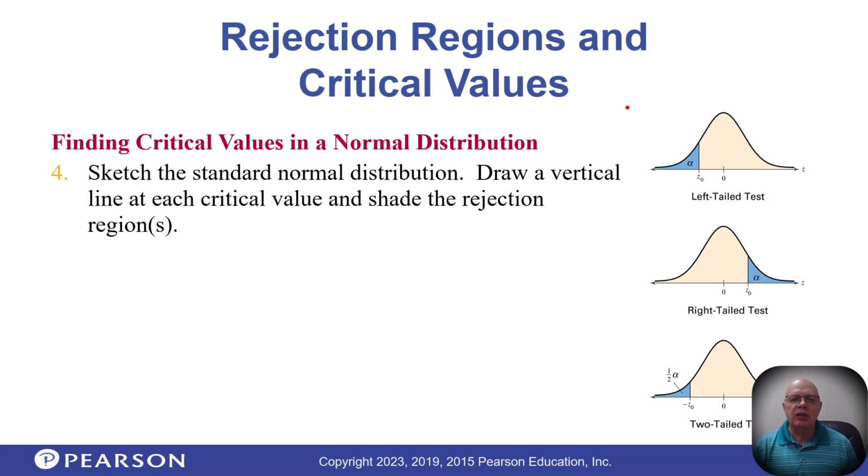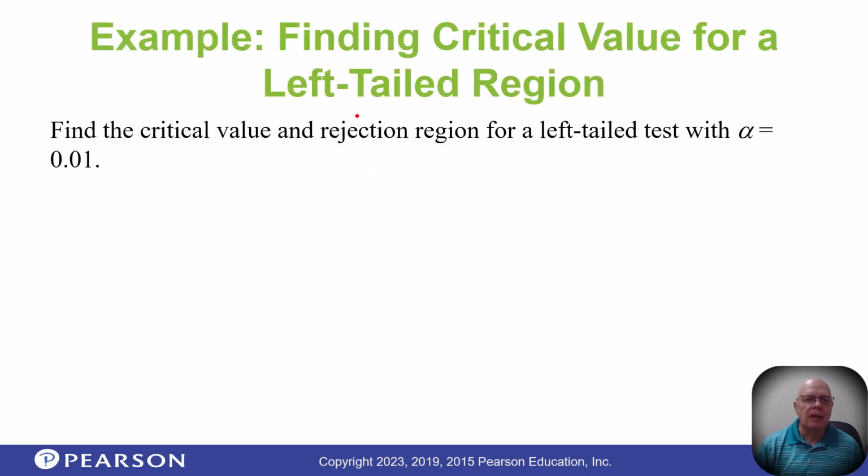Sketch the distribution, whether it's left-tailed or right-tailed or a two-tailed test. And you want to find where these critical points are for your test. Remember, I'm using z sub c just so you don't get confused. All right, so find the critical value in the rejection region for a left-tailed test with alpha equals 0.01.